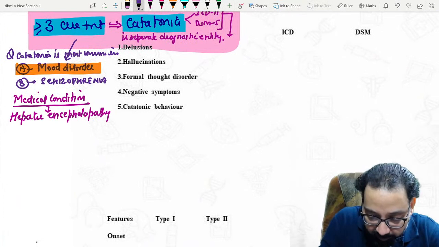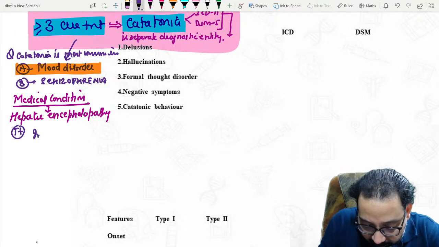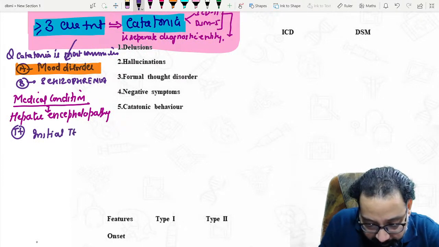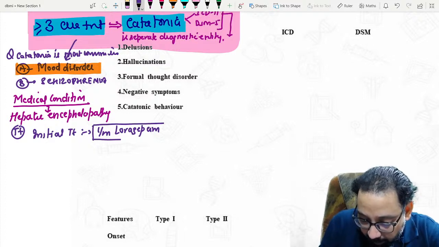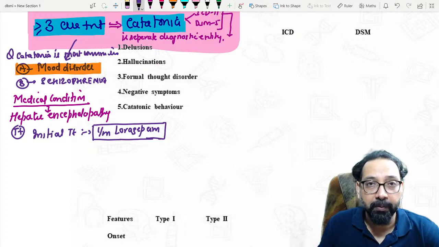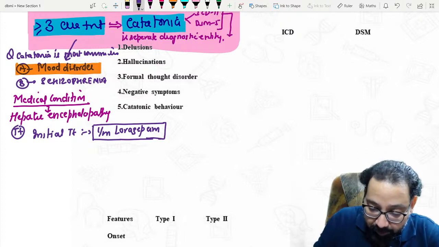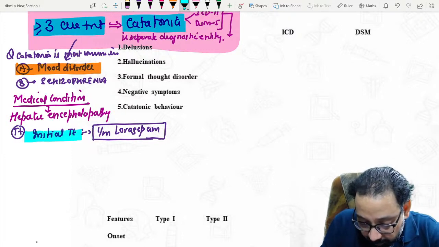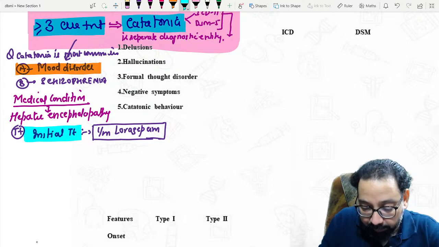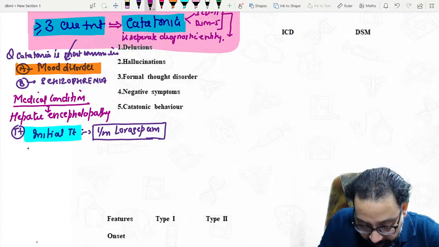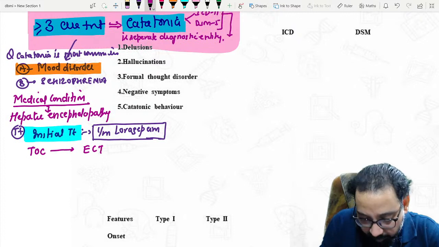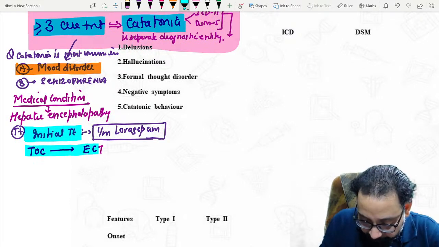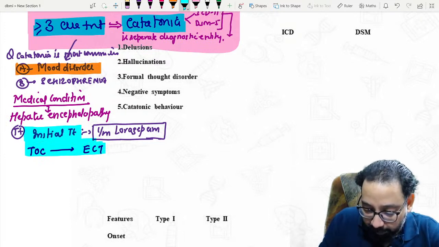And what would be the treatment of catatonia? Initial treatment is IM lorazepam. You will give intramuscular lorazepam, and the patient will recover many times with it. That's why the question is asked with the word initial. They will also ask the question treatment of choice of catatonia, and then you will say electroconvulsive therapy. So both are questions. They are very clever.